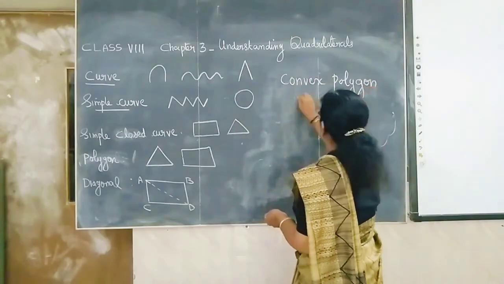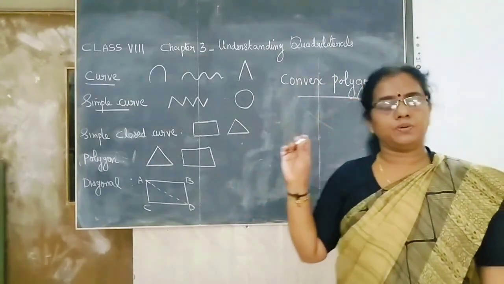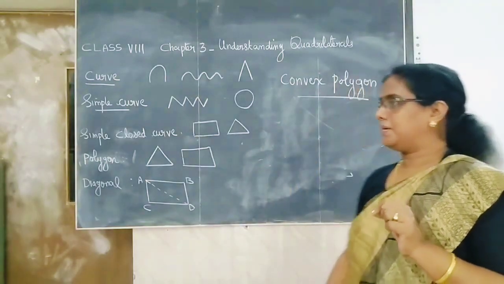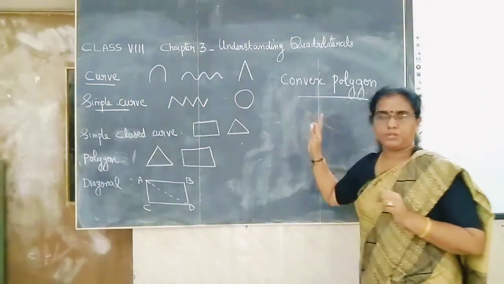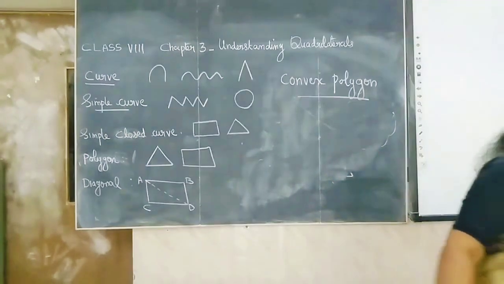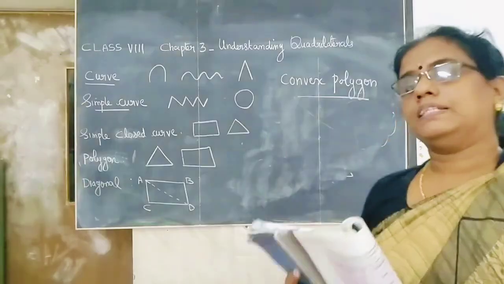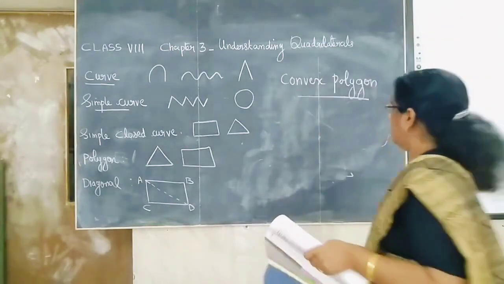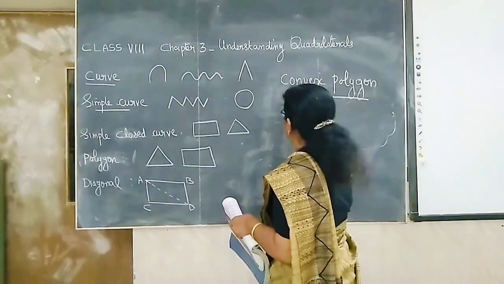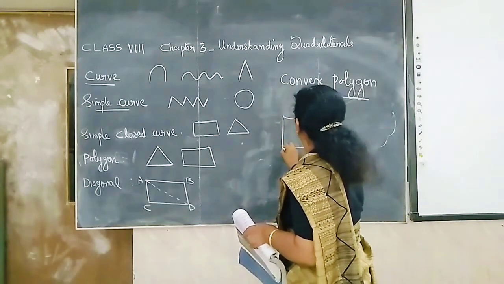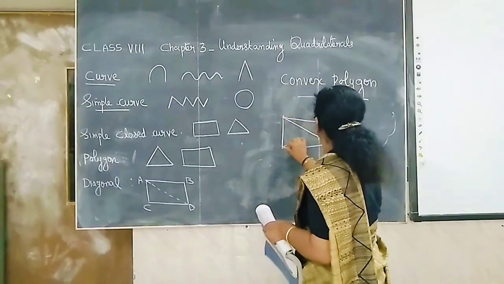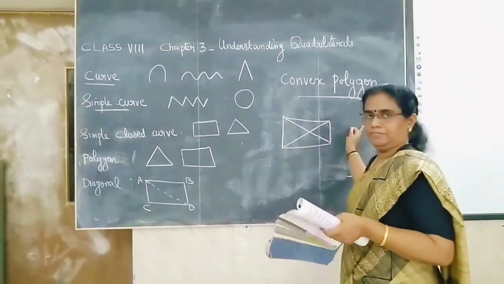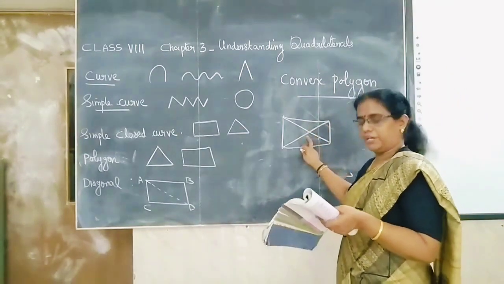Convex polygon. That is, when we draw the diagonals of a polygon, if all the diagonals are coming inside the polygon, then it is called a convex polygon. For example, when you draw the diagonals here, this diagonal is coming inside, not going outside the figure. So this is a convex polygon.